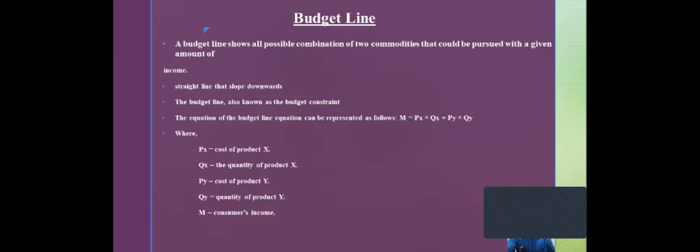The equation of the budget line can be represented by the total money income. M here represents the consumer's income. Suppose it is 100 rupees and you have to purchase X product and Y product. So price of X is represented by PX, price of Y product is represented by PY, and QX, QY are the quantity of X product and quantity of Y product purchased.